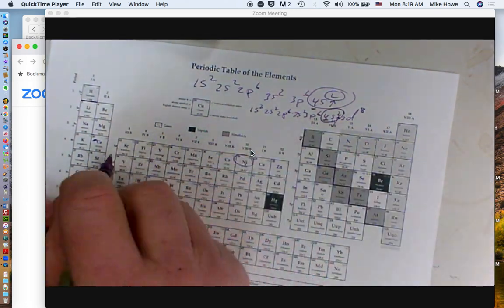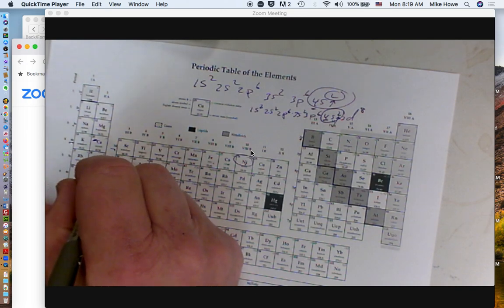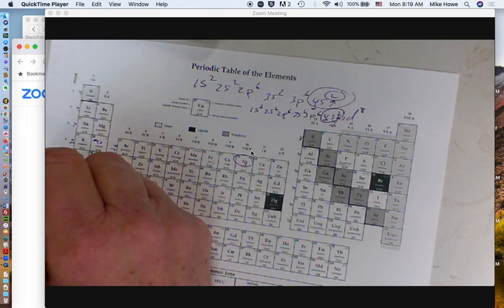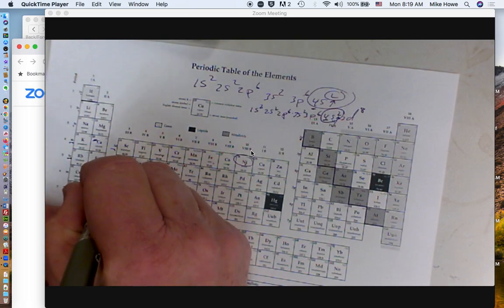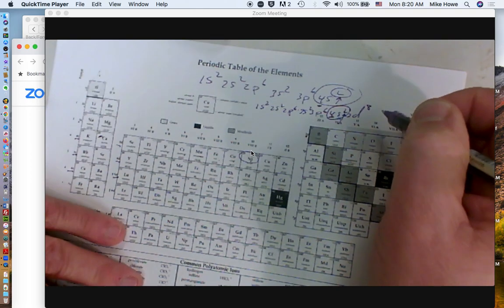So you'll notice that always happens when you're here. 3d is preceded by 4s, and 4d is preceded by 5s, and 5d is preceded by 6s. So you never have a d in the outer shell or an f.